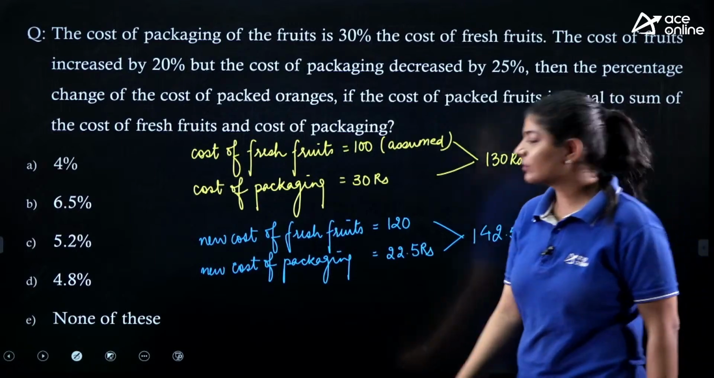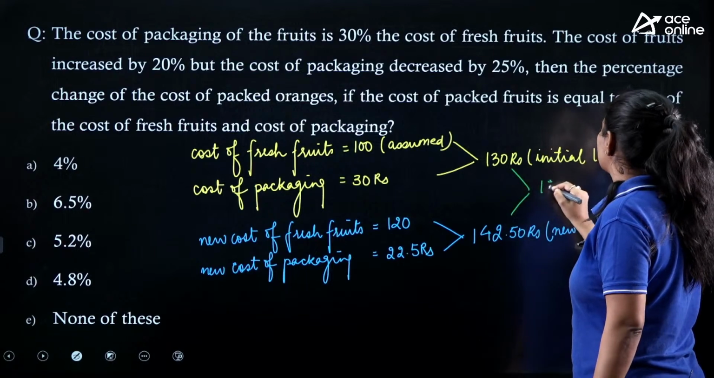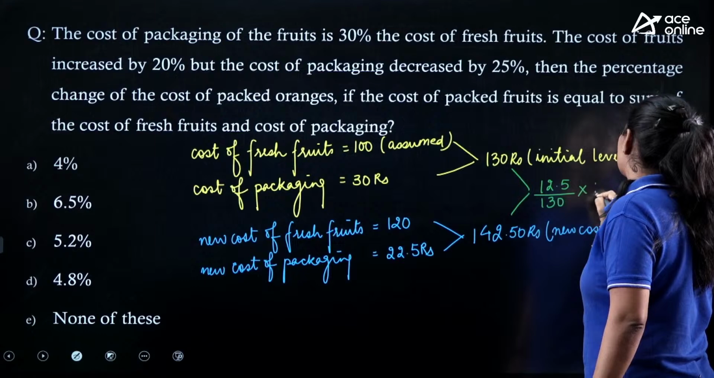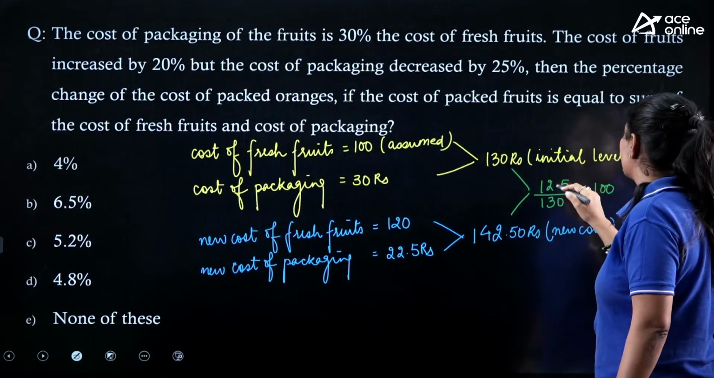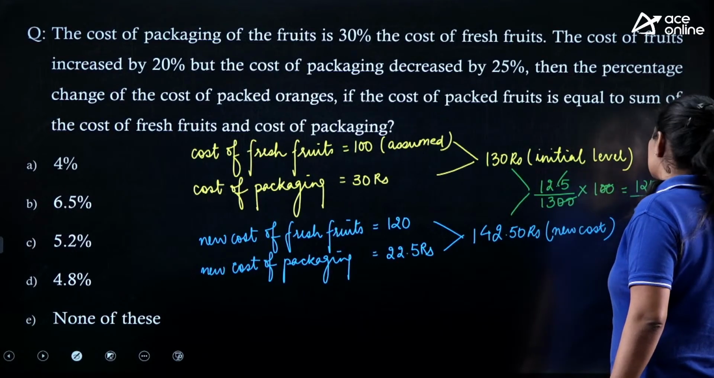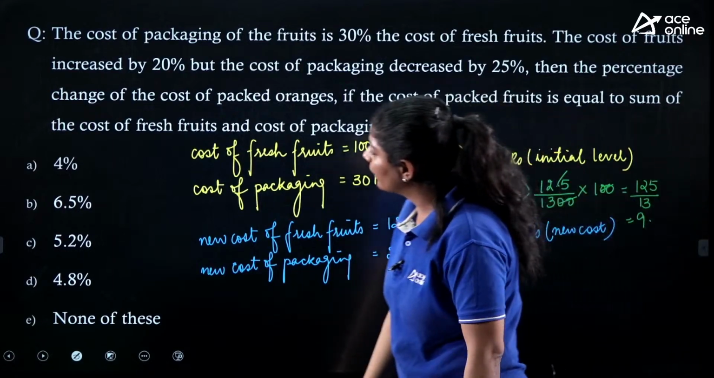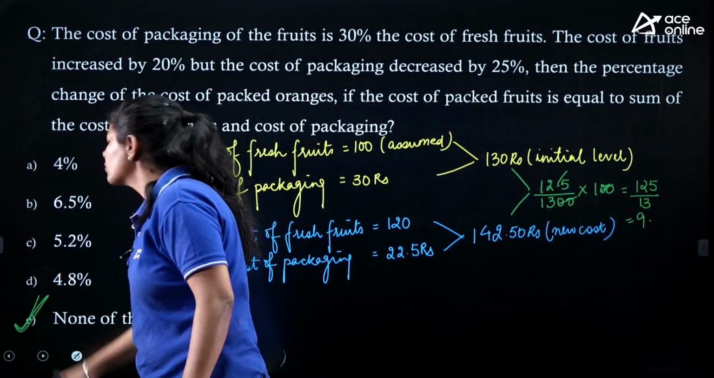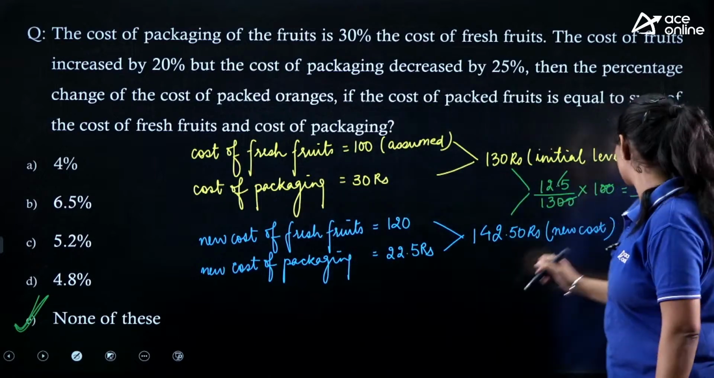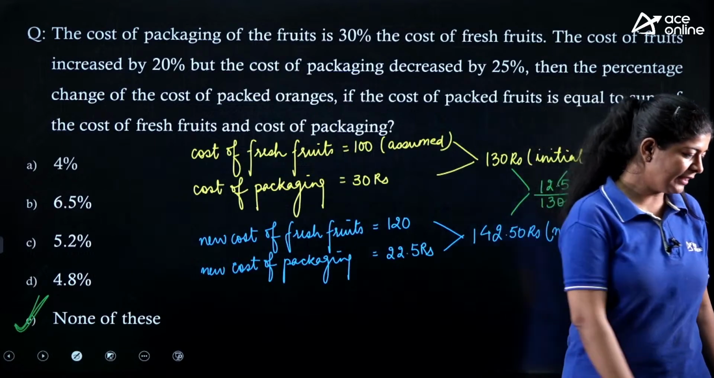We need to find out the percentage change, and the percentage change that we are getting here is 12.5 divided by 130 multiplied by 100. You need to calculate this one. So basically it is 9 point something, which is not available in the options. So option number E is the correct one. Option number E is the correct one. This will come to 9 point something, right? Option number E is the correct one.